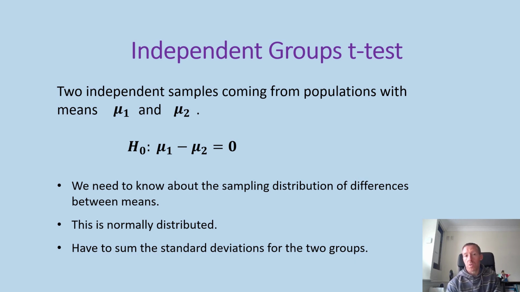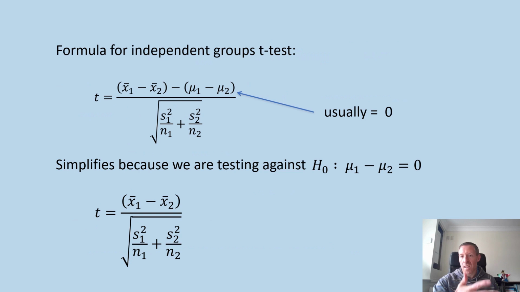So we need to know about the sampling distribution of differences between means, and this turns out to be normally distributed. However, the formula changes with the independent groups t-test. Because the standard deviation is not equal to the difference between the population standard deviations, the distribution is more spread out, so we have to add together the variability for the 2 groups that we're comparing. When we add the standard deviations for group 1 and group 2, squared, that's the variance. It's known as the variance sum law: just adding together the variances.